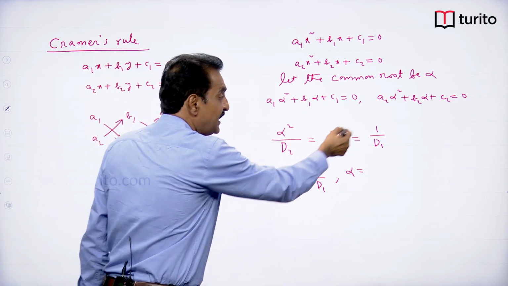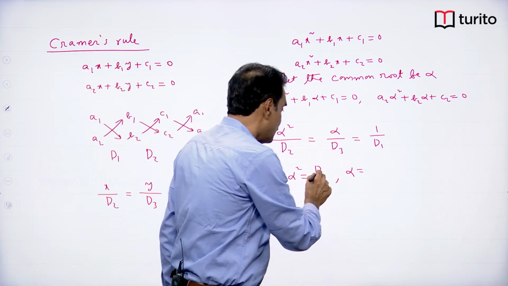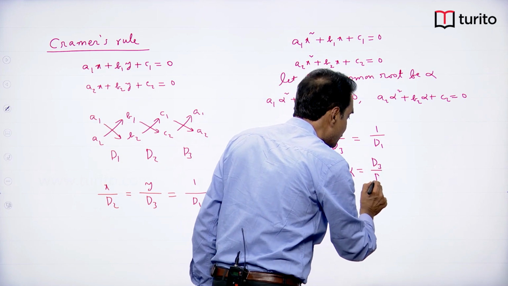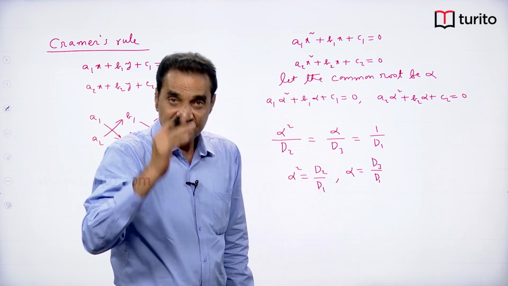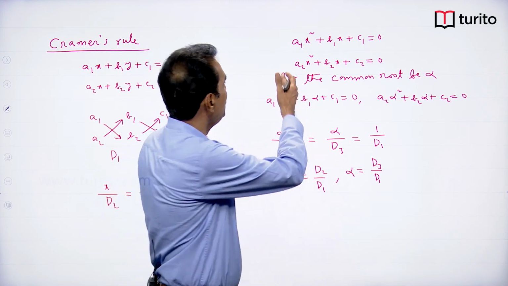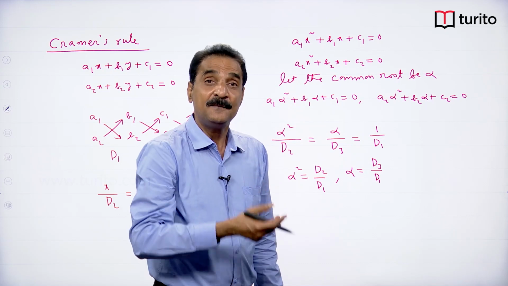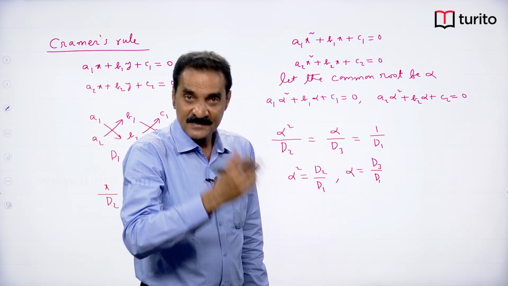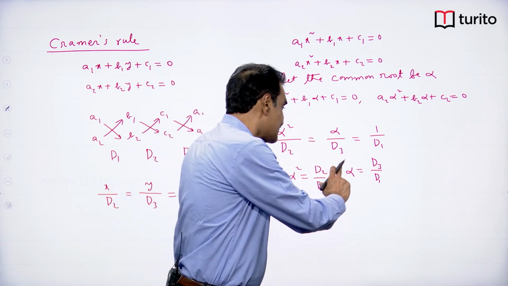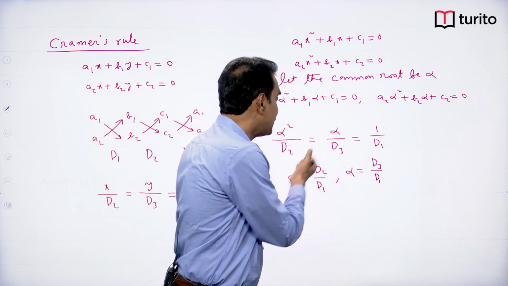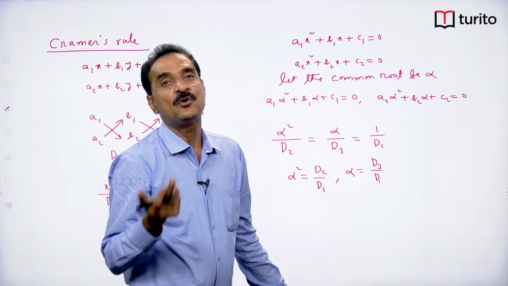Alpha square is equal to D2 by D1 and alpha is equal to D3 by D1. If such alpha exists, for any two equations you can follow this method and get alpha square and alpha. But if there is a common root, then the square of this must be equal to this. If this alpha and that alpha are different, then there is no common root.